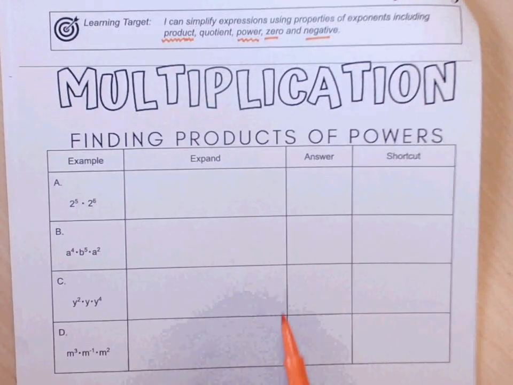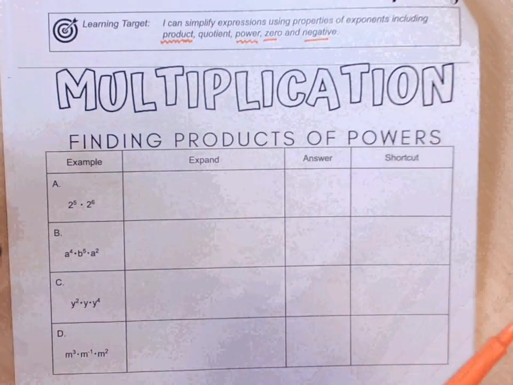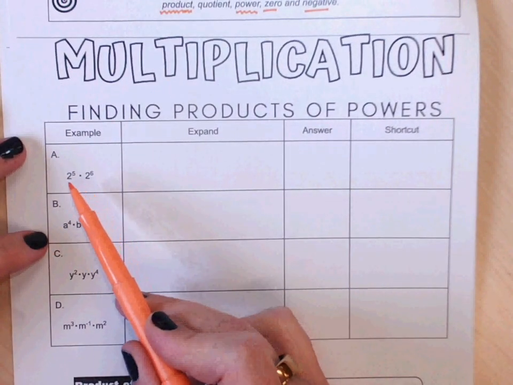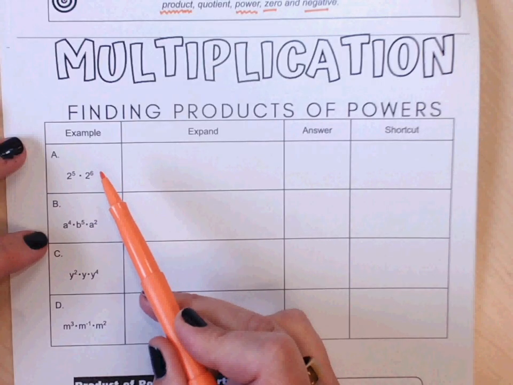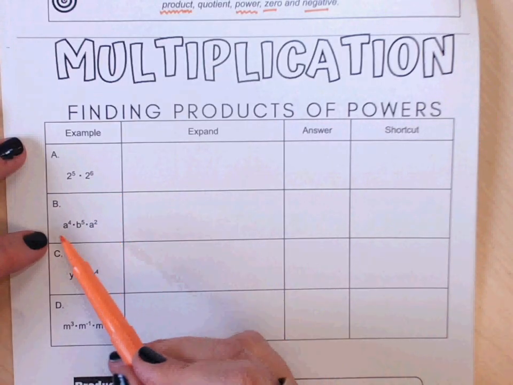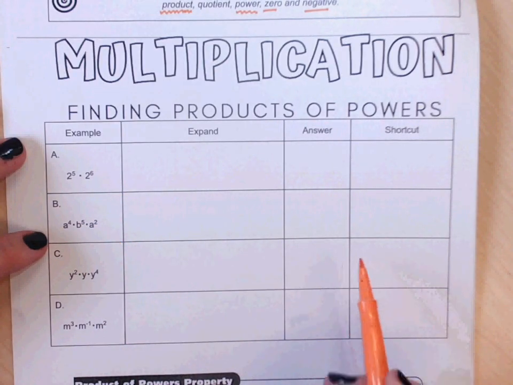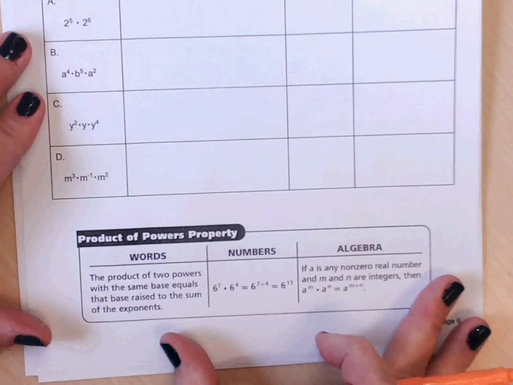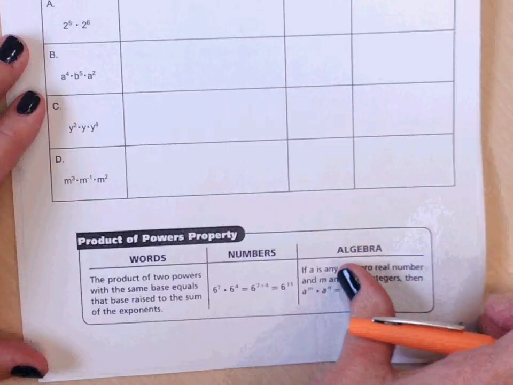So product property just means that we're multiplying things. So here, we want to figure out what is the product of 2 to the 5th power and 2 to the 6th power. Because these have the same base, there's going to be a shortcut that's actually written at the bottom of the page. So if you want, go ahead and hit pause and read that now. Otherwise, I'll come back to it.